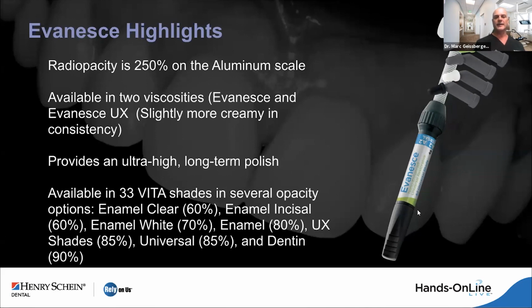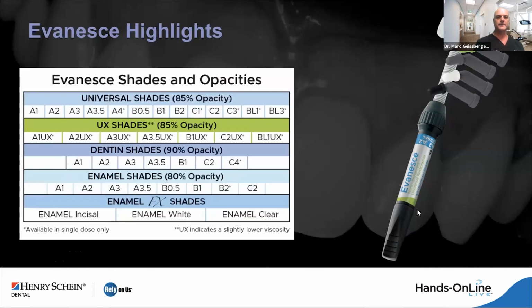So when you look at this, we can get it all the way down to an enamel clear, which is only 60% opaque, all the way up to a dentin, which is 90% opaque. And that's important when you're really trying to make restorations disappear, that you control not only the shade, but the relative opacity. And this composite gives us that ability. So lots of options in color.